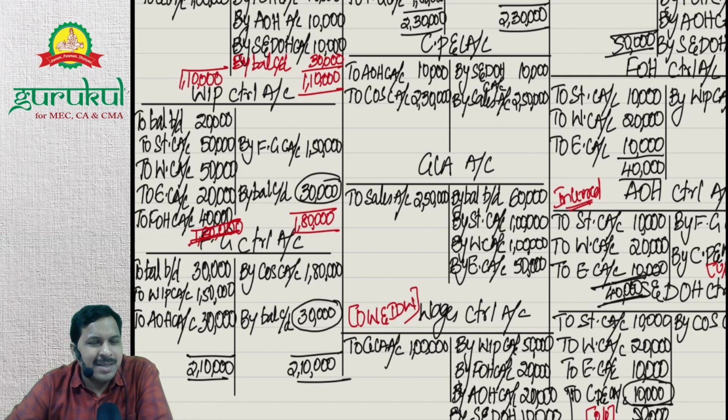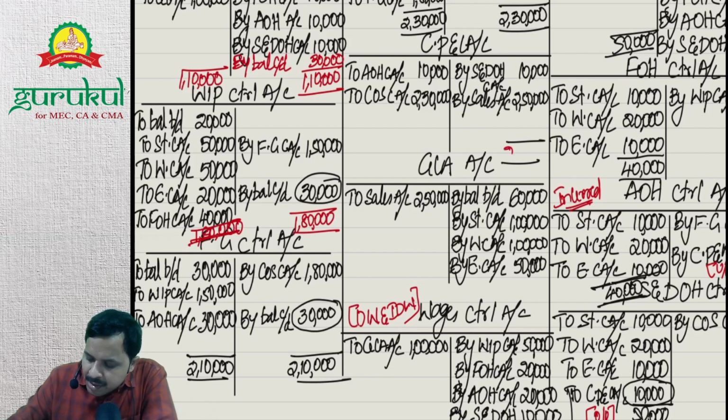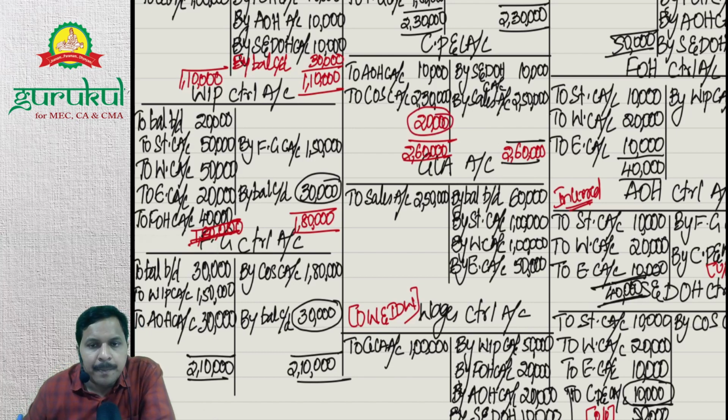Now, on the debit side we have cost of sales, 2,30,000. Forget about administration, selling and distribution already. So the debit side is what? Cost of sales. The credit side is what? Sales. The difference will be profit or loss. Here we have profit. Total of credits is 2,50,000 minus total of debits 2,30,000. We have a profit of 20,000. So this is our profit.